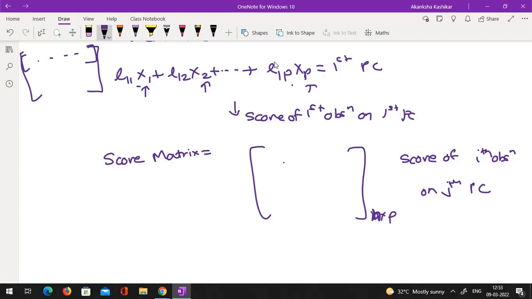Now I have some homework for you. The homework is to try to work out what would be the matrix formula for computing the scores.